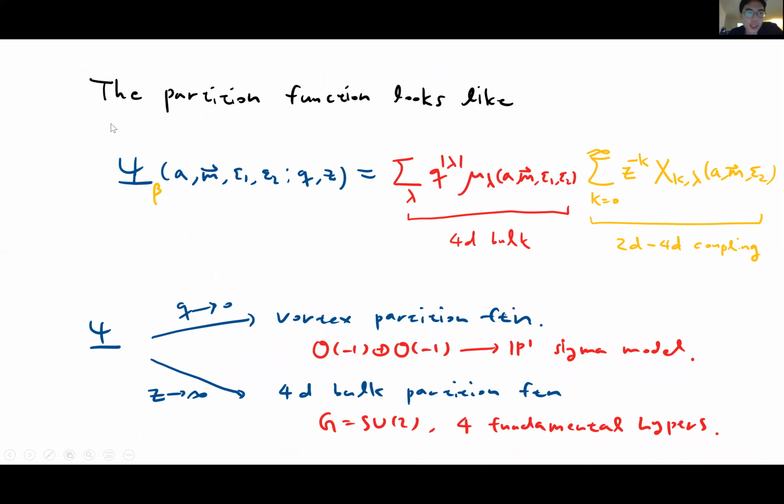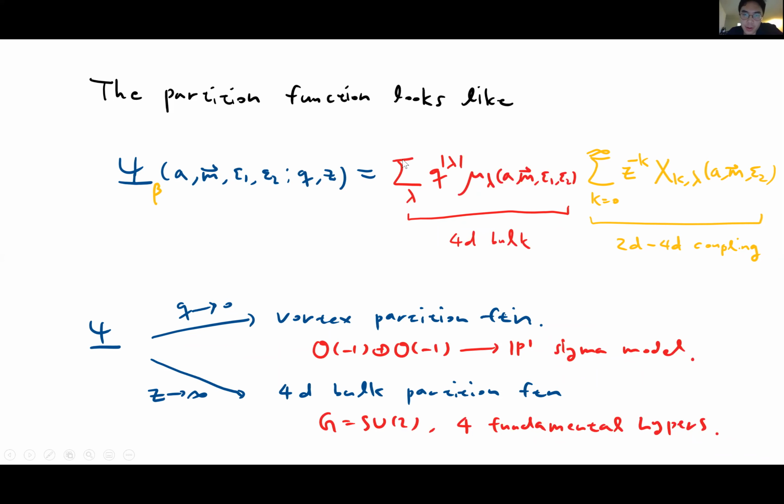Now, I omit the details of the computation because it could be very lengthy and it will confuse you more. I will just schematically write the result of the computation here. So the surface defect partition function psi is a function of the Coulomb moduli, the masses of the hypermultiplets, the omega deformation parameter, the gauge coupling, and the complexified FI parameter of the 2D sigma model. So it looks like this.